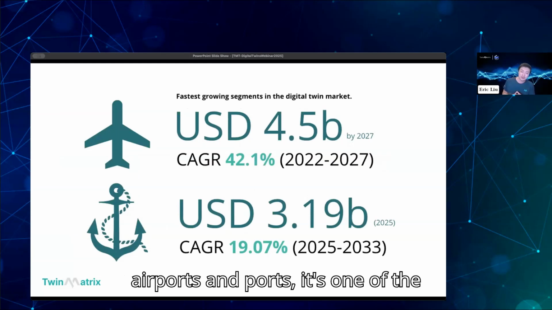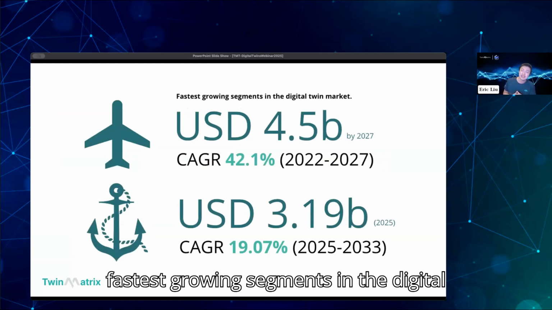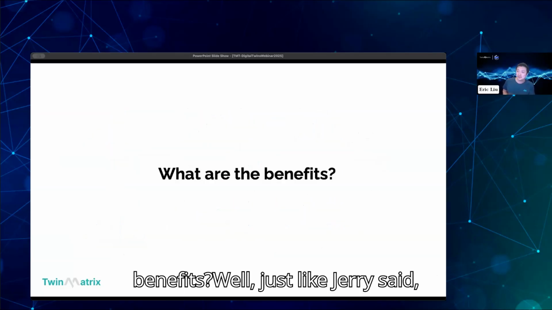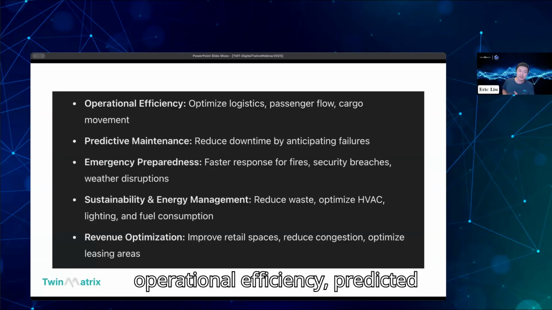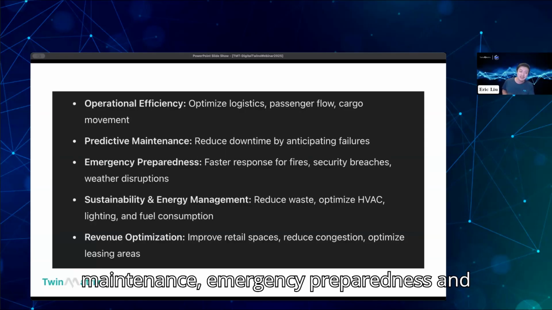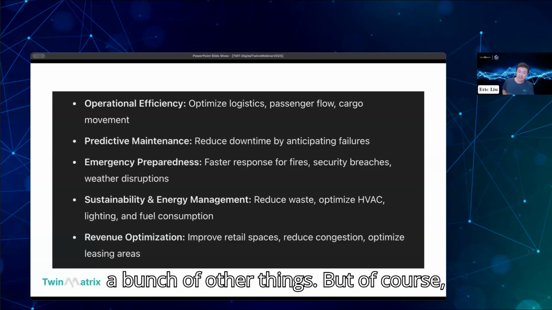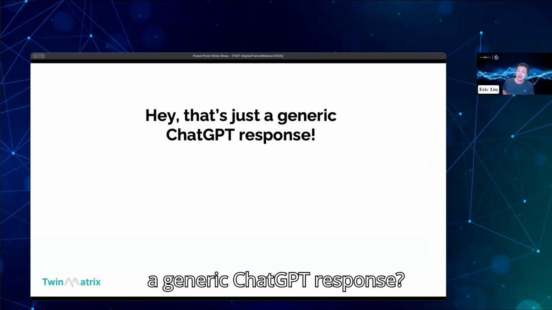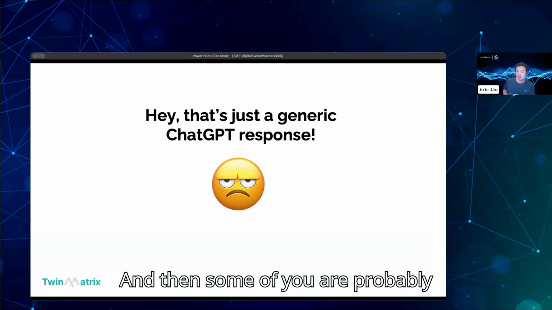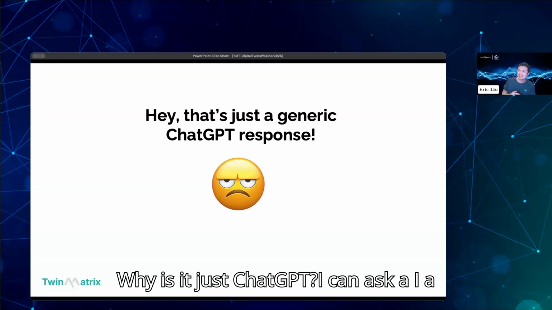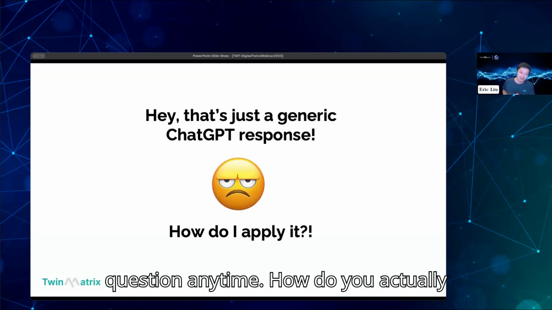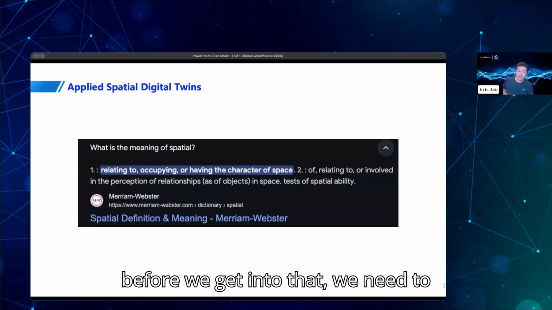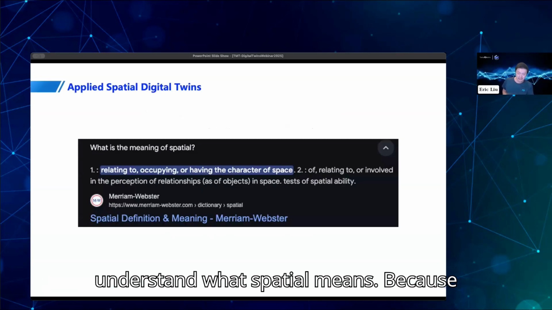Well, surprisingly, for airports and ports, it's one of the fastest growing segments in the digital twin market. And what are the benefits? Well, just like Jerry said, operational efficiency, predictive maintenance, emergency preparedness, and a bunch of other things. But of course, where's this from? Isn't this just a generic ChatGPT response? And then some of you are probably thinking, well, I'm a little annoyed. Why is it just ChatGPT? I can ask AI a question anytime. How do you actually apply it? I'll show you.